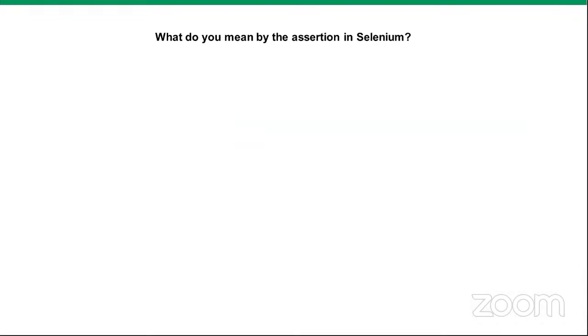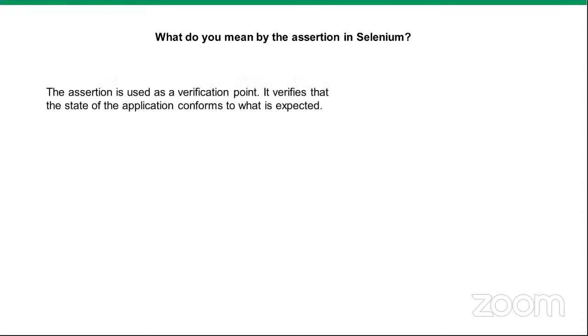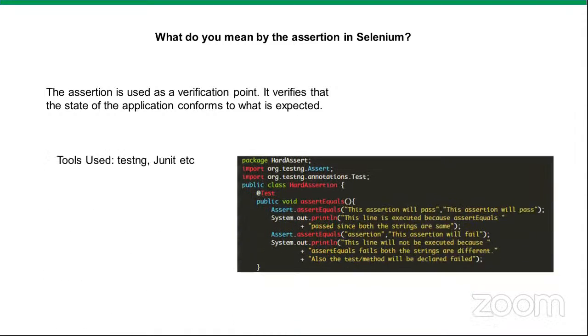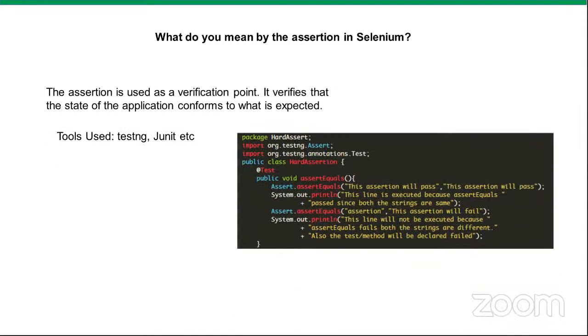Now, next question is, what do you mean by assertion in Selenium? So assertion in Selenium is basically used as a verification point. It verifies that the state of application conforms to what is expected.